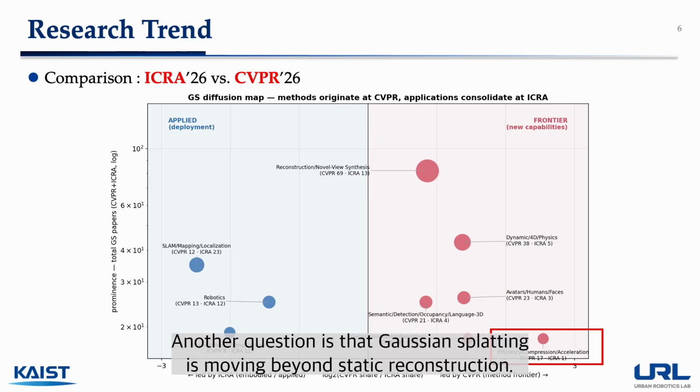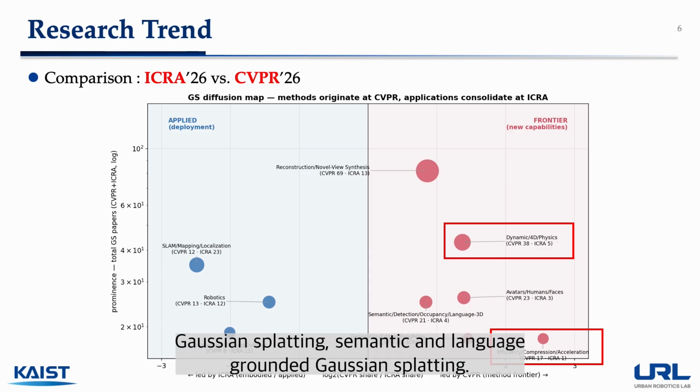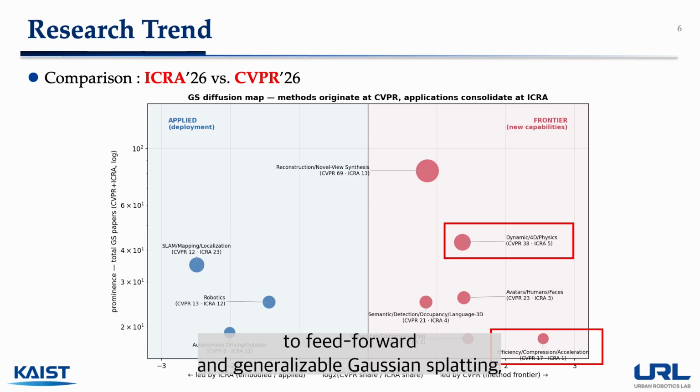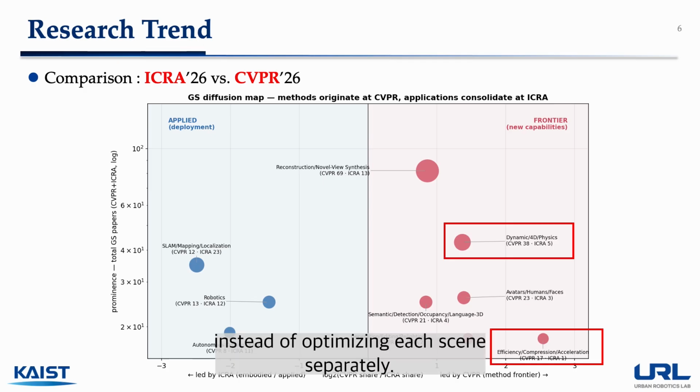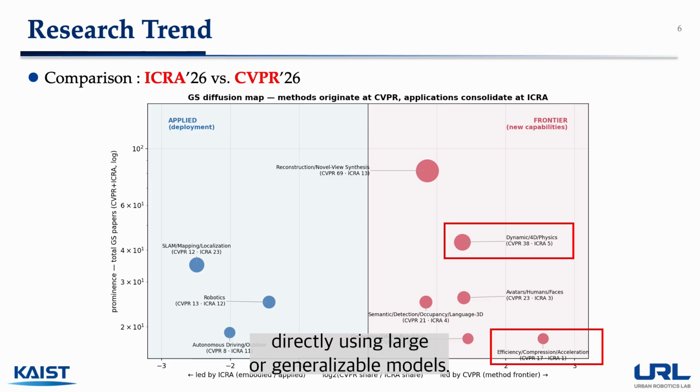Another trend is that Gaussian splatting is moving beyond static reconstruction. The frontier is shifting toward dynamic scenes, physics-aware Gaussian splatting, semantic, and language-grounded Gaussian splatting. There is also an architectural shift from per-scene optimization to feed-forward and generalizable Gaussian splatting. Instead of optimizing each scene separately, recent works aim to predict Gaussian splatting representations directly using large or generalizable models.